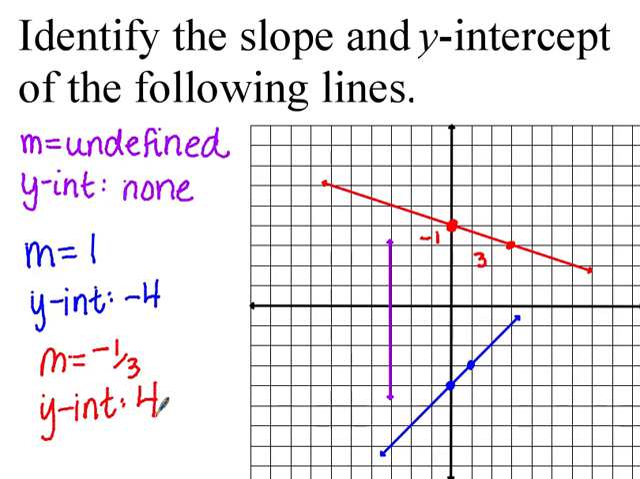Yes? What if you pick the points all the way on the ends? Would it still work? Yes, because the question is, what happens if you pick this point and this point? In this case, I'm going to go down 1, 2, 3, 4, and then I'm going to end up going over 12. So it's going to actually be a -4/12, which will simplify to -1/3. Yep, it'll still work.